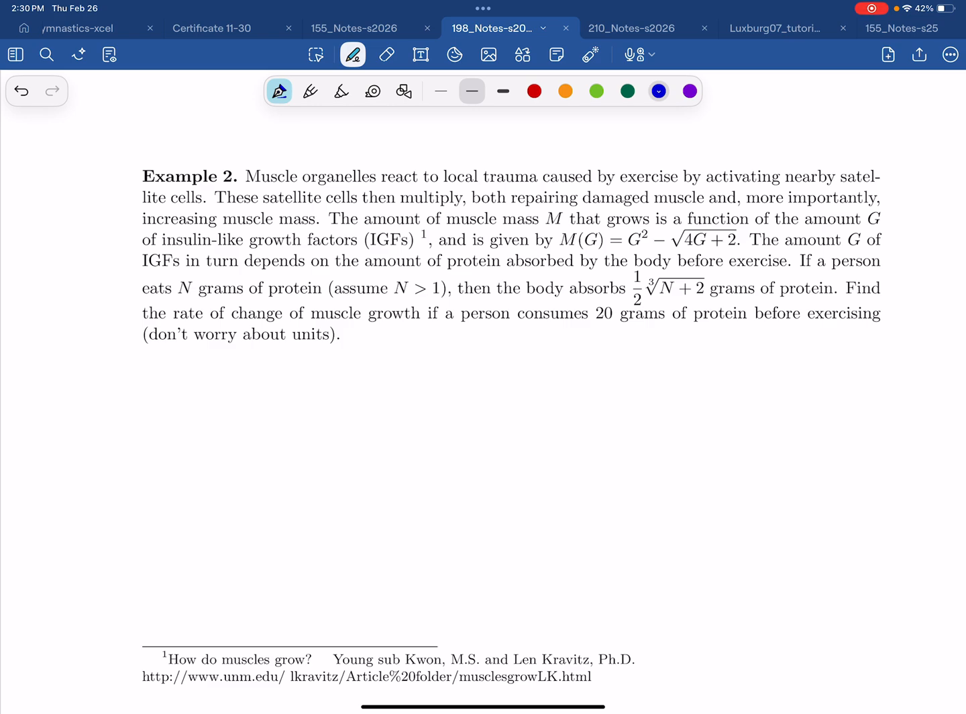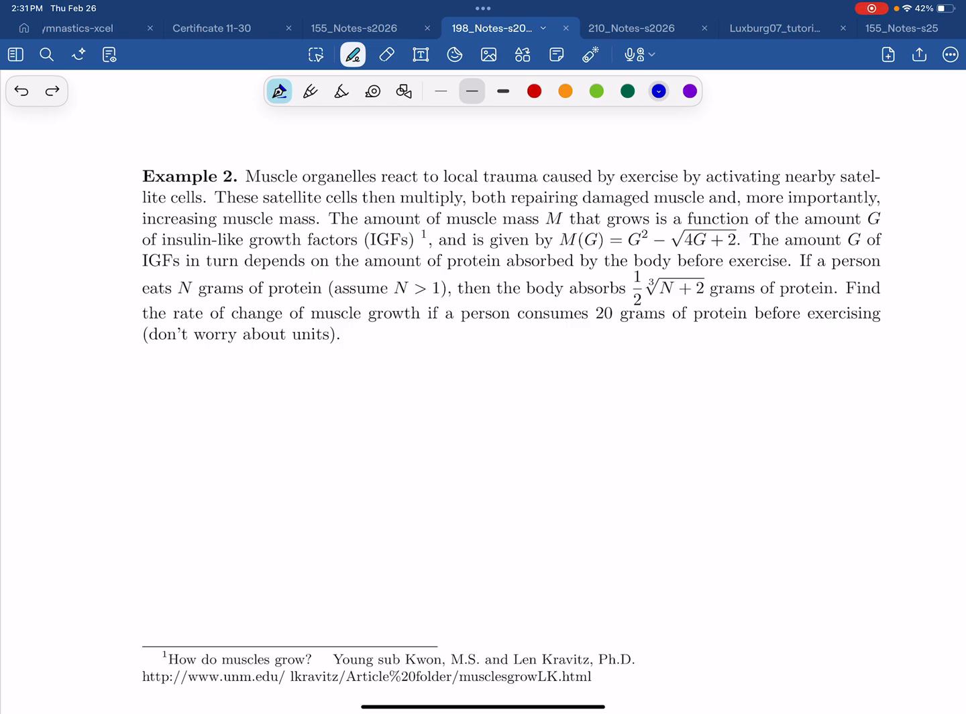Okay. So anyway, here's an applied problem. We've got this big one. You can pause and read example 2. But once you've got that, so what we have here is that muscle mass is dependent on G, which is the amount of IGFs, and then the amount G depends on the amount of protein absorbed. So we're going to assume the amount of G of IGFs depends on protein.